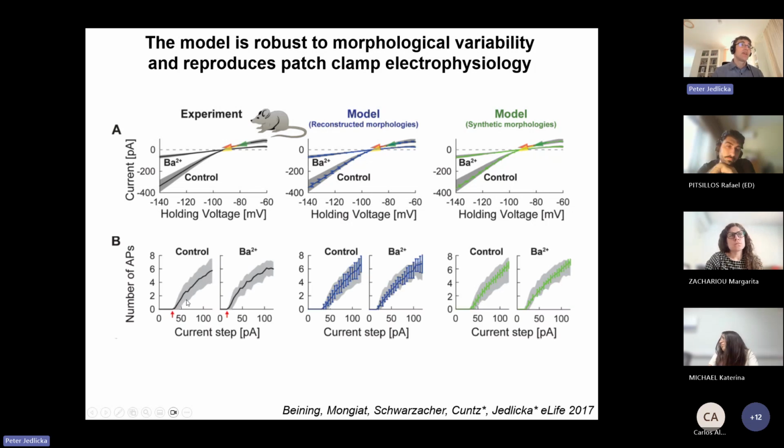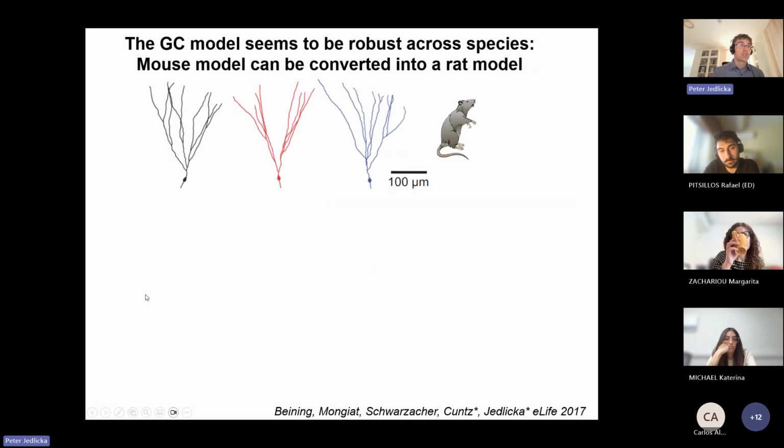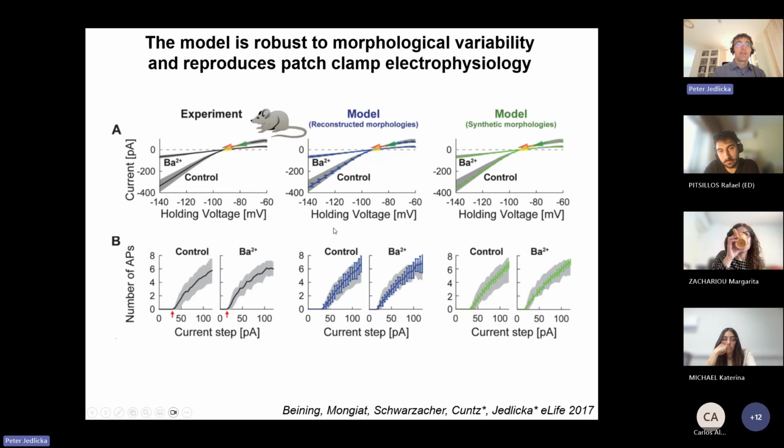So we replicated several data sets. Here you see only examples for the number of action potentials. Then you see here the blue line. So this is biophysical modeling in reconstructed morphologies. So we inserted those 15 channels into reconstructed morphologies.